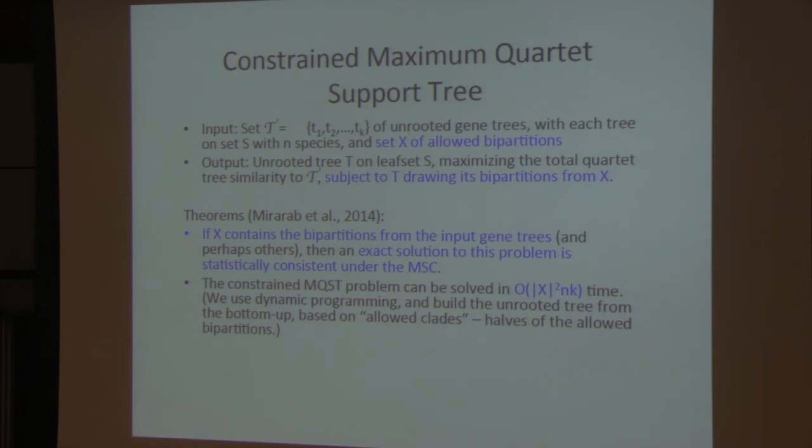And it's still statistically consistent if you draw the bipartitions from the gene trees, and then you can add to it. So this is a simple, discrete optimization problem, statistically consistent, polynomial time. How well does it work?